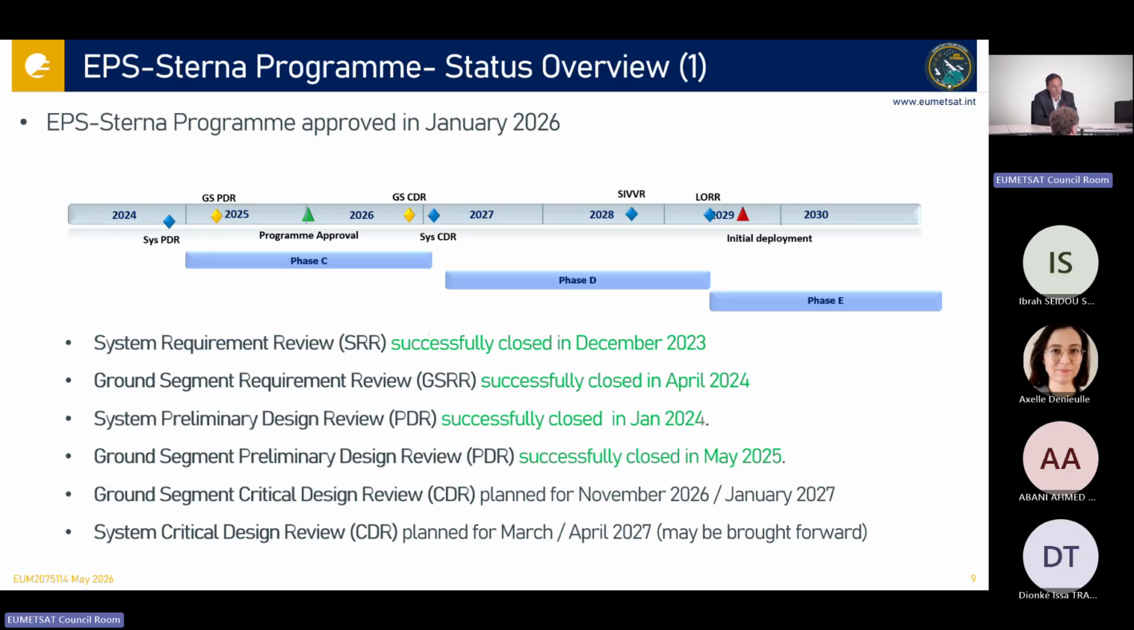So the system requirement review, the ground segment system requirement review, the preliminary design review, and the ground segment preliminary design review were all closed. And now we are heading towards the system and ground segment CDR, which are planned in the November and January timeframe. And after that, we will start integrating the various elements of the system, together also with testing with the satellites, and heading towards the readiness for launch in 2029.